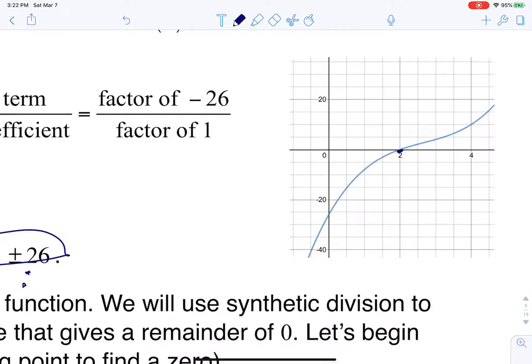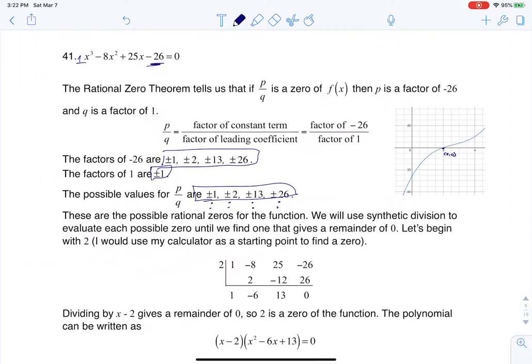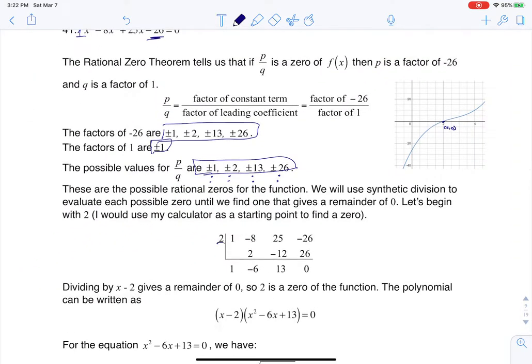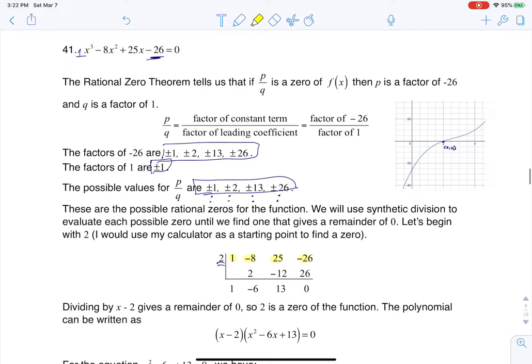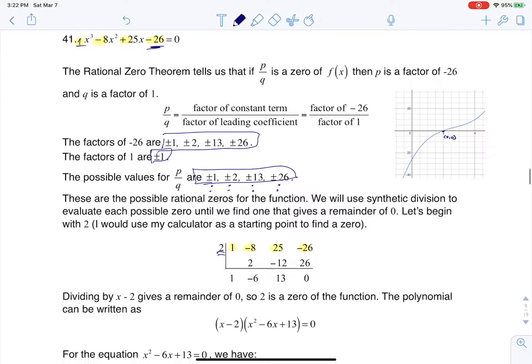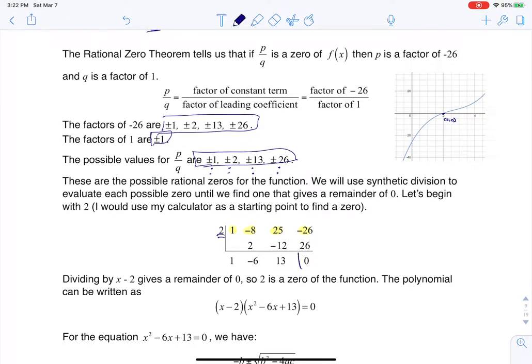You can see right here at 2 comma 0, I do have an x-intercept. What that's going to do is guide me to put 2 here in for synthetic division. Now, in terms of my coefficients, 1, negative 8, 25, and negative 26, that quite literally comes from 1, negative 8, 25, and negative 26. As I run through this, sure enough, my remainder is 0, so I do have a factor.